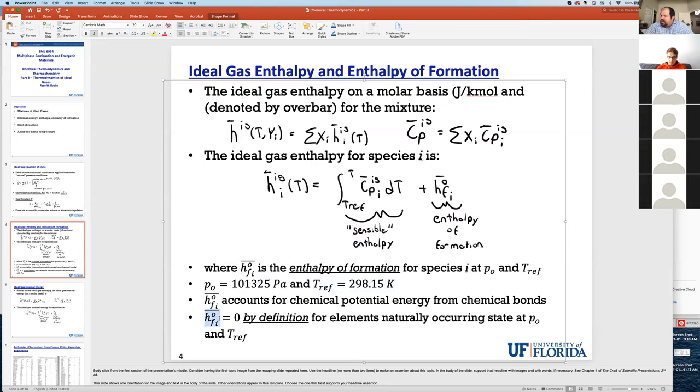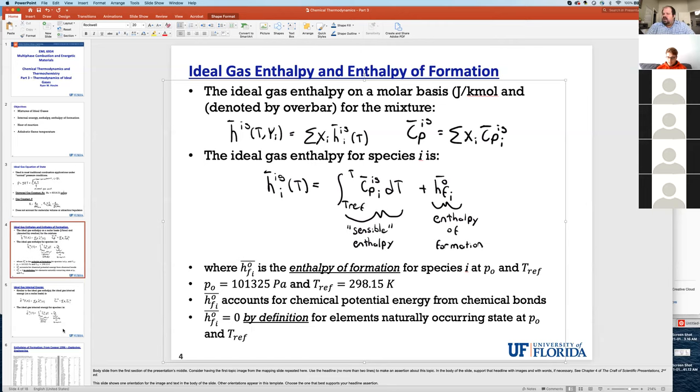The enthalpy of formation is equal to zero by definition for elements occurring at their natural state at P naught and T naught. If you think of basically ambient conditions, what is the natural state of nitrogen? It is the N2 molecule. So the enthalpy of formation of N2 is zero. The enthalpy of formation of oxygen is zero because of O2, things like that.